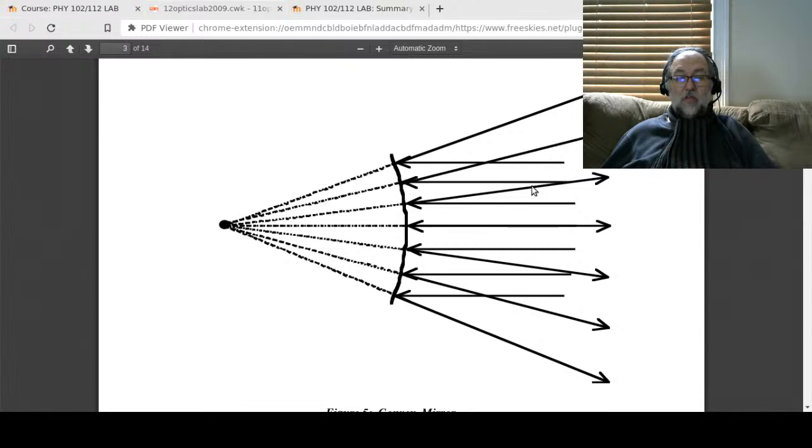And so here's the shiny surface. Now here you do see the parallel rays coming in. So here's a parallel ray coming in. Here's another one coming in. And here's some more down here. Okay. And when they hit the mirror, again because of the shape of the mirror, they will bend away.